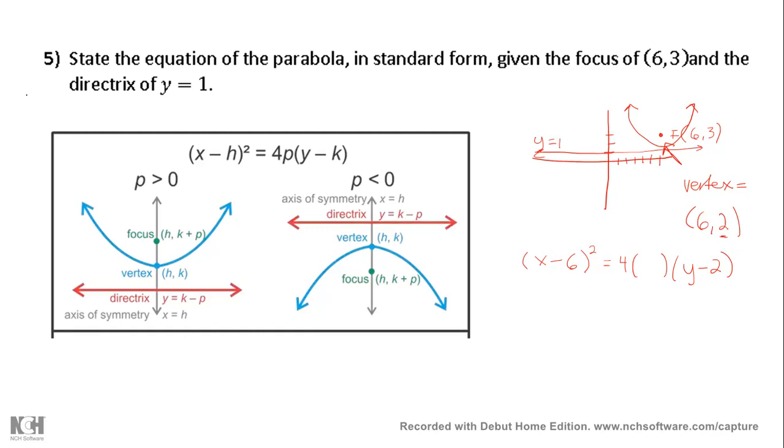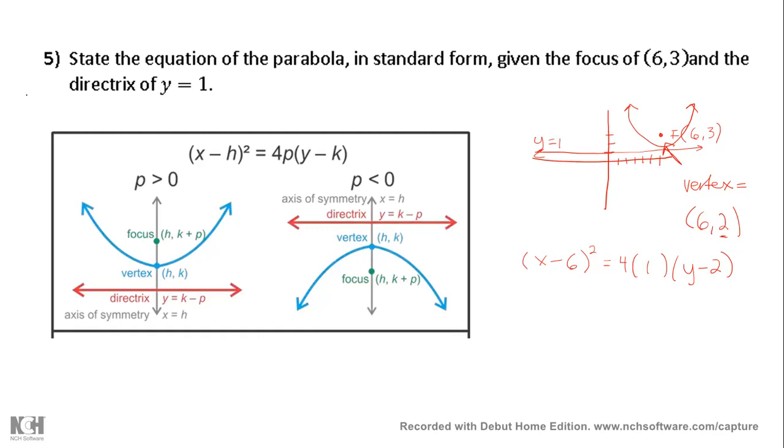In this case, there's only one unit between the focus and the turning point, and it's facing up, so my p-value is 1. But keep in mind that on the quiz, p may not necessarily be a positive number. If the parabola is facing down, you have to remember to make it a negative number. Now this particular question is asking for standard form, so I'm going to have to multiply all this out.